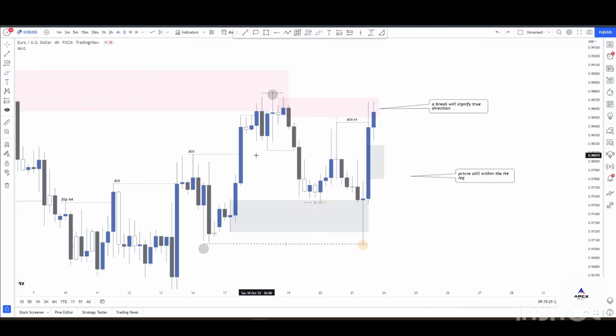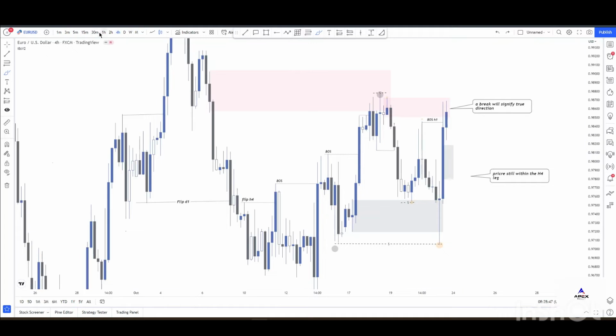So on Monday I'm going to sit on the sideline, just watch and see how the market develops, then I'll know the direction to trade to. I also have some annotations here that I've already explained. I said price is still within the H4 leg, and a break will signify the true direction of the market. So let's push it upwards.